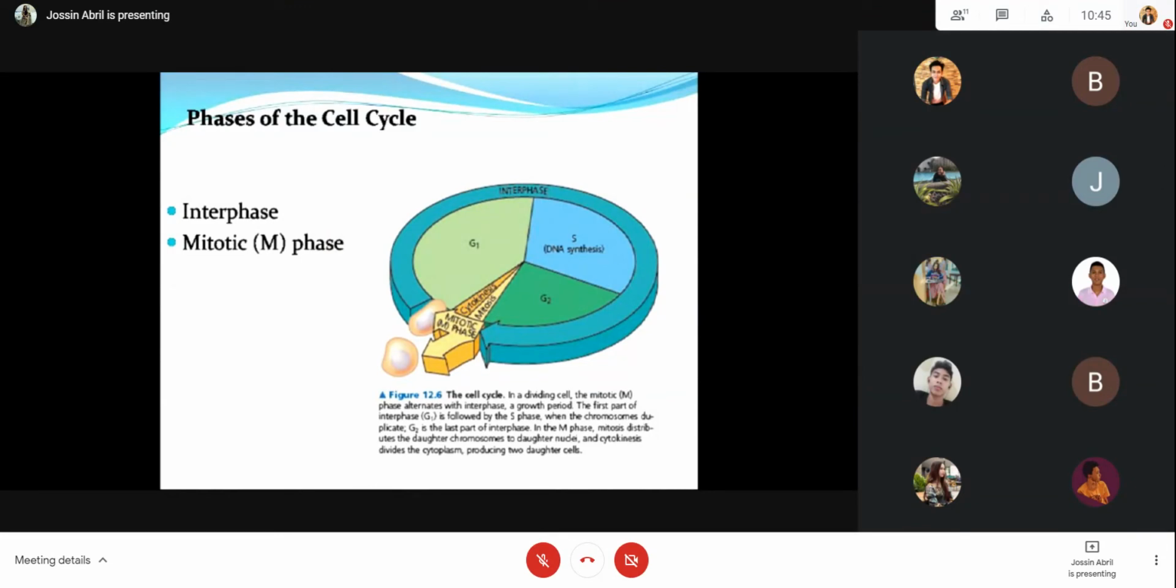Phases of the cell cycle. There are two phases of the cell cycle.